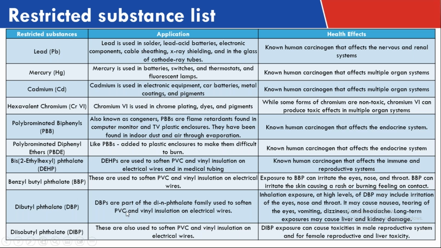So majorly, all these substances are carcinogenic agents which cause cancer, and they also have multiple effects on our human body, our organ system, our respiratory system, and our reproductive system. It even causes liver toxicity, kidney damage, and other such problems if you are in continuous contact with these substances. So these are the substances, their applications, and their health effects.